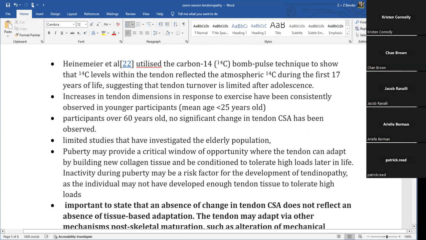Oh, I did reference it. It's carbon 14, where you look at the relative age of the tendon, because they can measure this, and most of the C14 levels were laid down when you were 17.